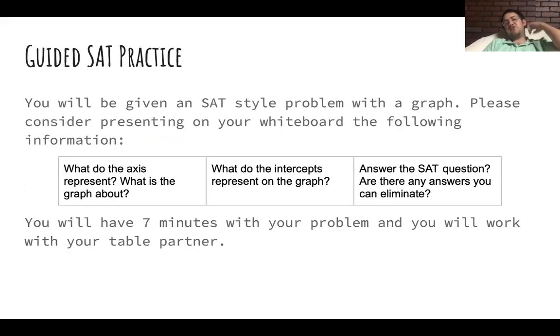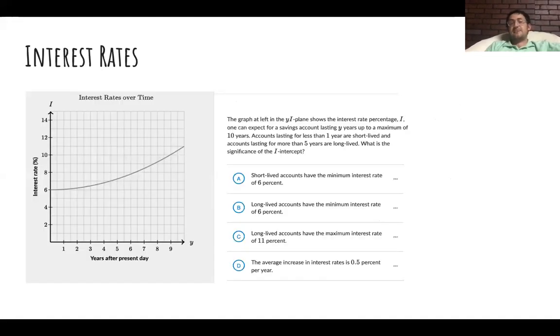We will have some time in class to discuss problems on the SAT as well. I'll give you some graphs, and you'll want to be thinking about what the axis represents and what the graph is about. And then the SAT likes to ask, what do the intercepts represent on the graph? So let's take a look at this situation here.